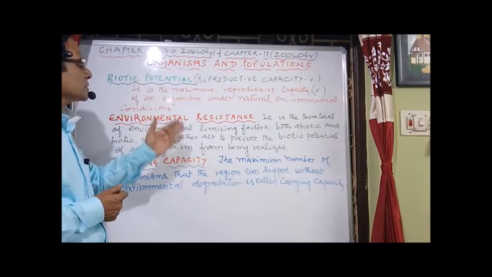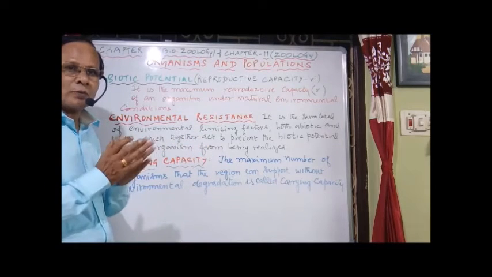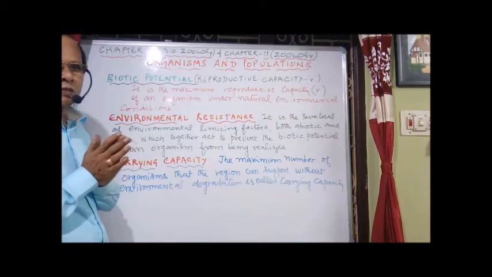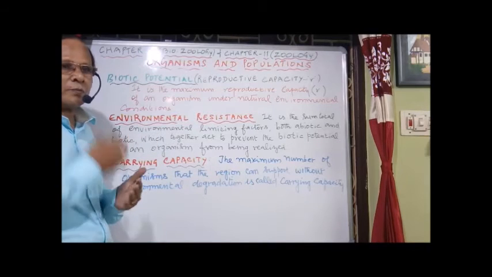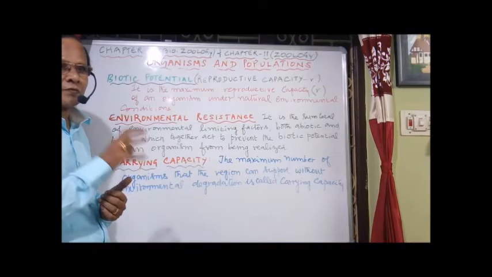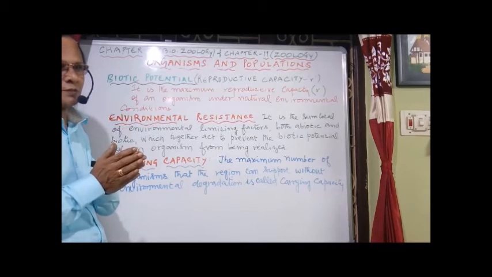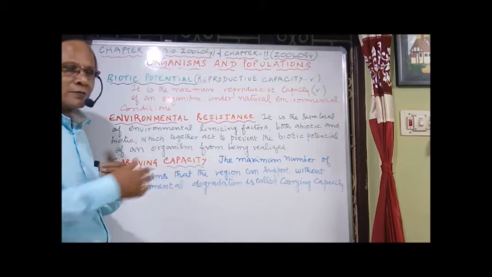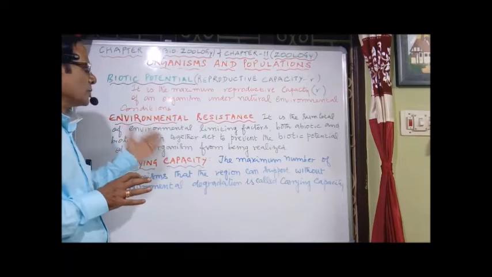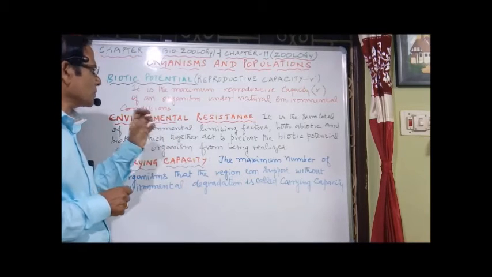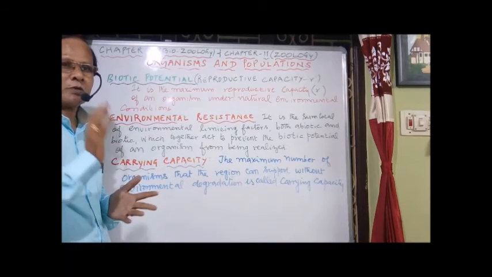What is environmental resistance? It is the sum total of various environmental limiting factors, both biotic and abiotic, which together act to prevent the biotic potential of an organism from being realized. The reproducing capacity of an organism is suppressed or prevented by the various limiting factors found in the environment, before the population growth can be realized. So it is the sum total of limiting factors preventing the biotic potential.